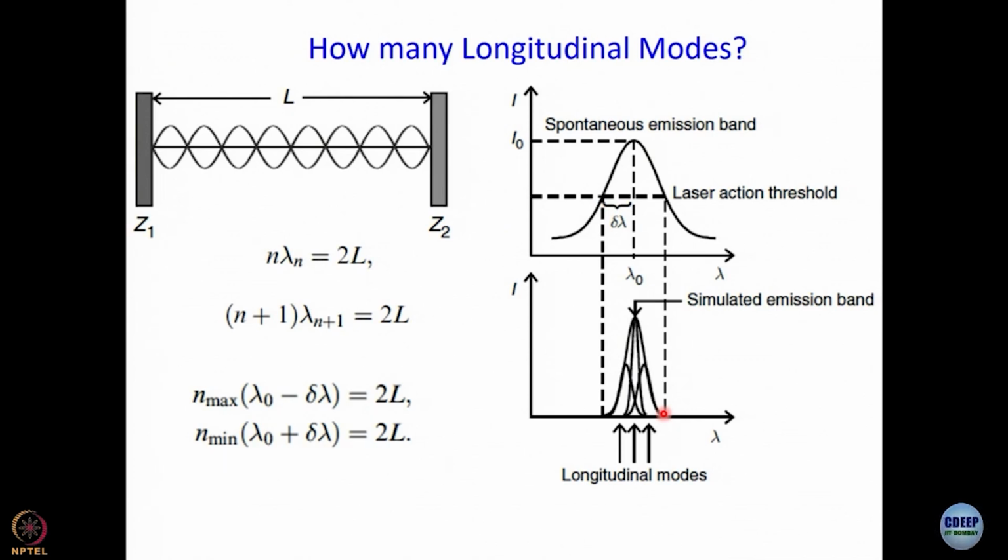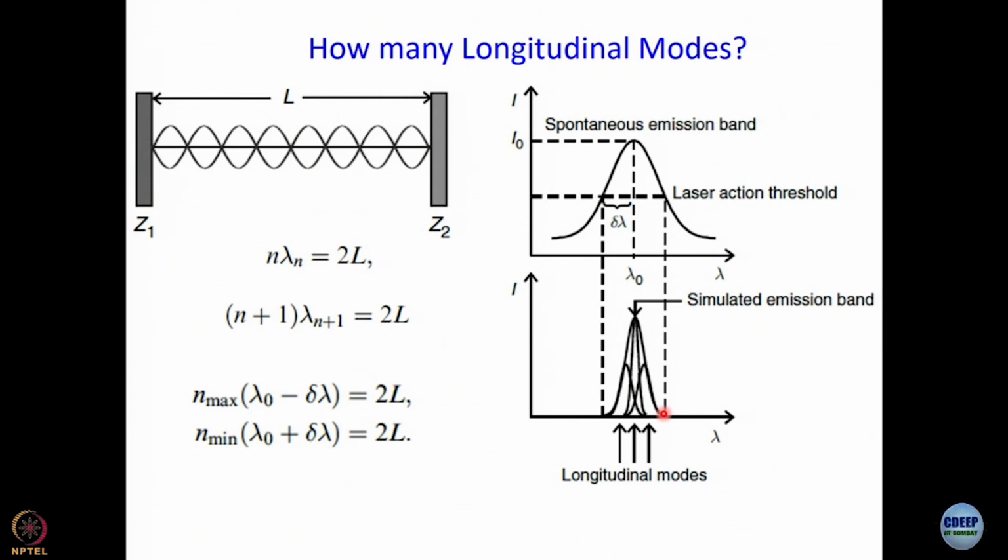Have you understood? What is the total number of modes? N max minus n min. Well, you might want to do n max minus n min minus 1. Okay, but then n min minus 1 and n min are not very different from each other. N max minus n min, what is that? N max will be equal to 12 divided by lambda 0 minus delta lambda. N min will be 12 divided by lambda 0 plus delta lambda. So, basically you are subtracting one from the other.